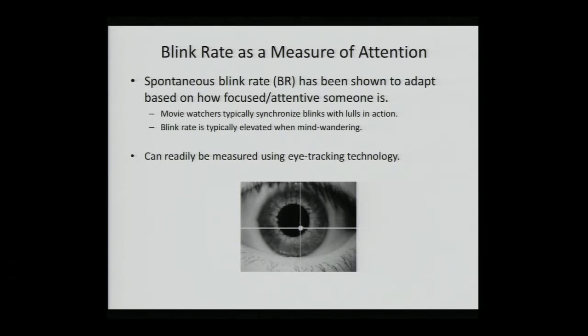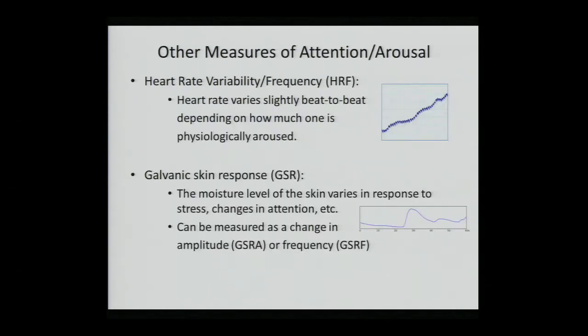An example of that is when we go to a movie, oftentimes people's blink rate is synchronized with lulls in the action sequences. And this isn't something that we consciously do, it's outside of our control. Not only that, but when people's minds wander, their blink rate also increases. So there is a relationship between what you're attending to and your blink rate. That's one of the reasons I chose this measure, because I think it can speak directly to whether attention is important in these sorts of factors. And you can use very simple eye tracking technology to measure blink rate.